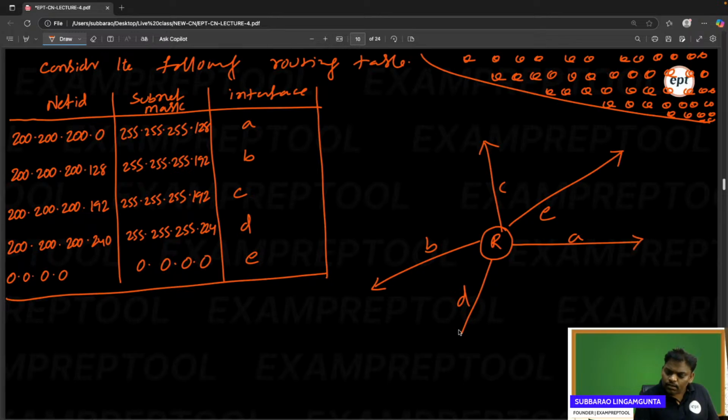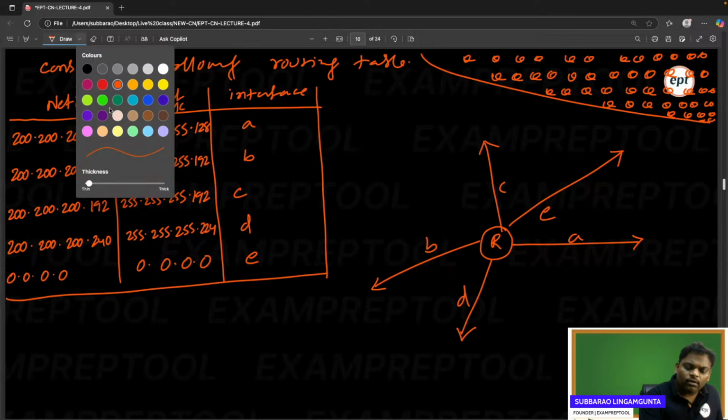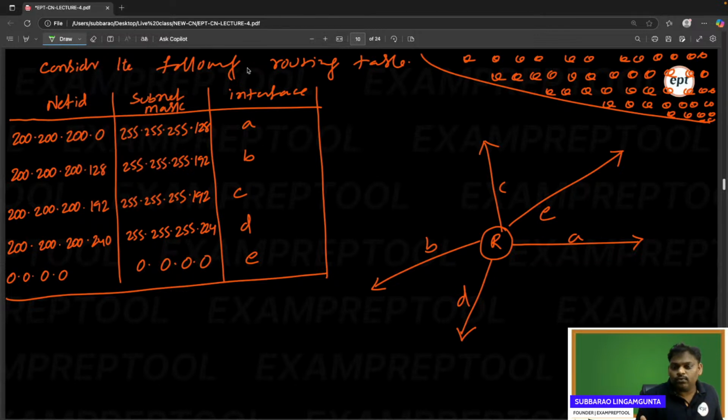Let us assume that as of now, data has come to the router. Router R contains a routing table, and some data has come. The name itself says router: the router is the one which will show the route or path. If any packet comes to the router, it will show the path.